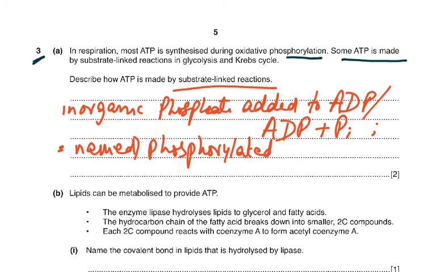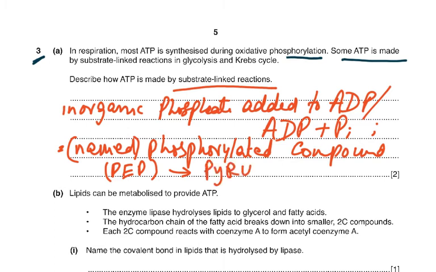You should have referred to a named phosphorylated compound. Like in glycolysis, it's phosphoenol pyruvate, PEP, which is converted to pyruvate. So the phosphate is given up and added to ADP, and we say this is substrate level phosphorylation. So PEP is converted to pyruvate.